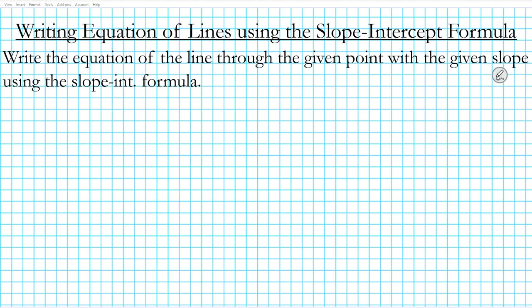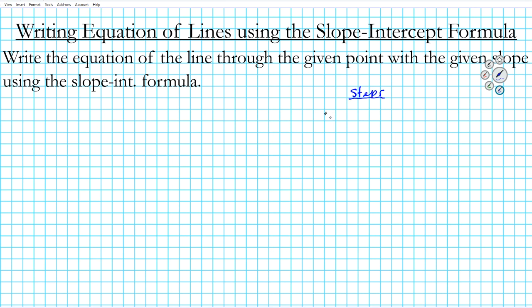Alright, so the instructions for the examples that we're working on are first to write the equation of the line through the given point and with the given slope using the slope-intercept formula. So to get us started, let's take a look at the steps that will be guiding our problem solving process. So here are the steps that we're going to be following.